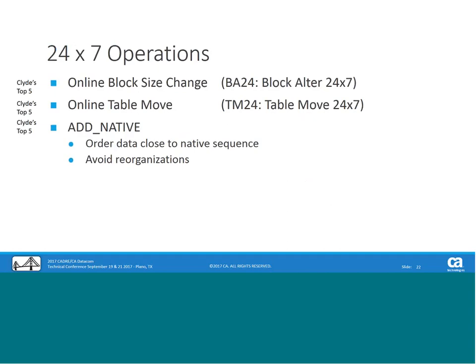For 24/7 operations, I'm not going to go into real detail with these. These are on Clyde's top 5, and we're going to spend another hour talking in detail, but we have several major features added for 24/7 operations in our 15.1 delivery. Online blockchains and online table move are 2 of the latest continuous delivery options we now have available for customers.